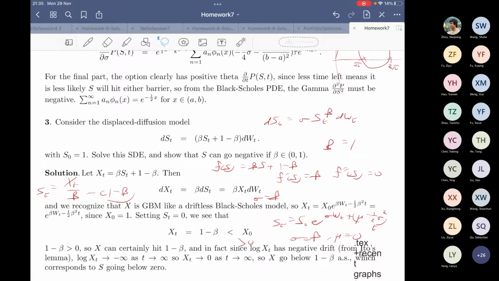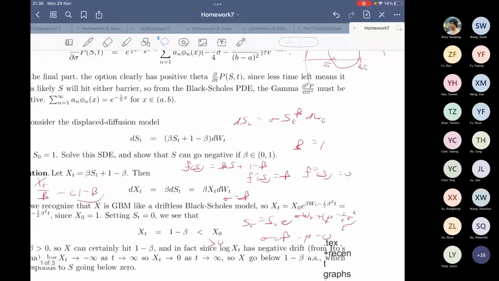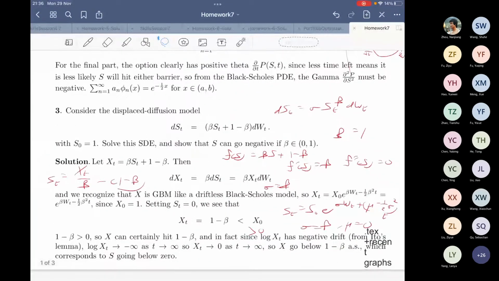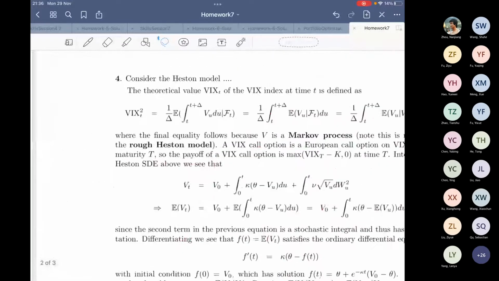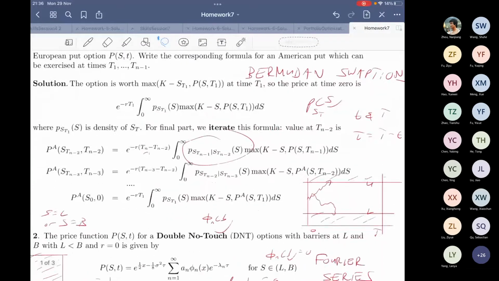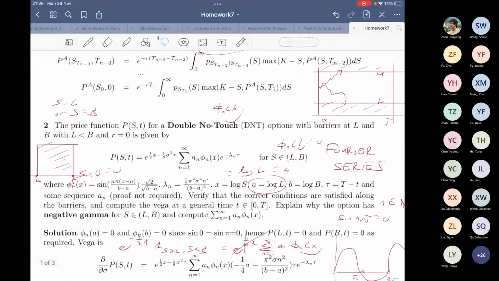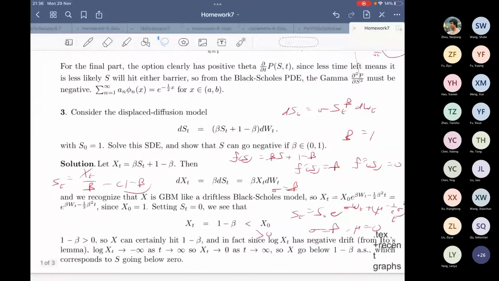And why do we know that x can hit it? In fact, x will definitely hit this at some point before t is infinity, because as we've seen before, the log of x from Ito's lemma has... is that on the screen? That's weird, isn't it? That's strange. But anyway.